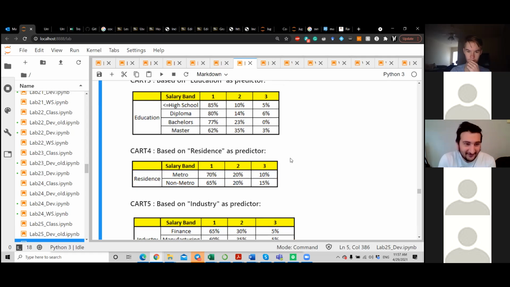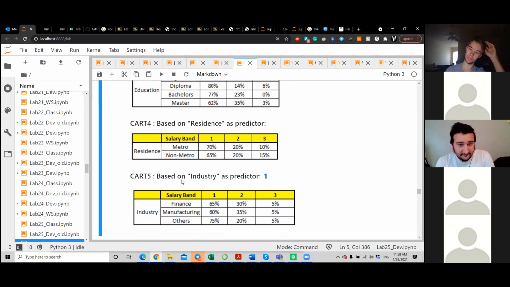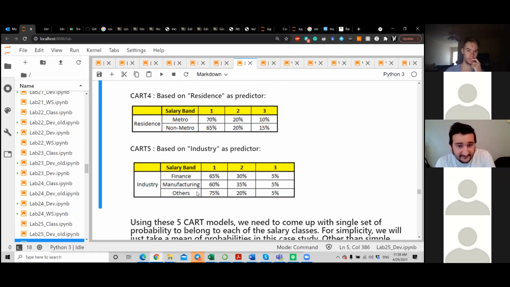So CART 4 is based on residence, whether they live in cities or non-metropolitan areas. And in CART 5, we have categorized them based on industry: finance, manufacturing, or others. So each one of our trees is looking at one specific input or characteristic, and with respect to that, we get probabilities of belonging to each salary band. So far, so good? Are we following?